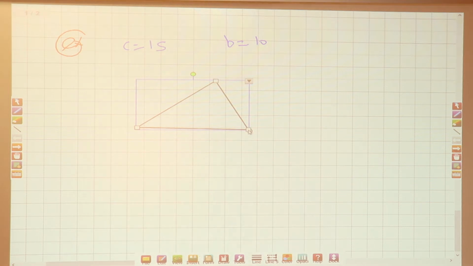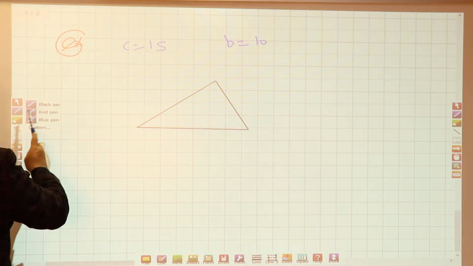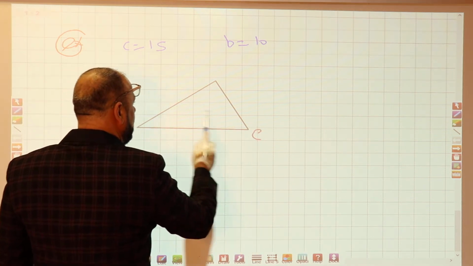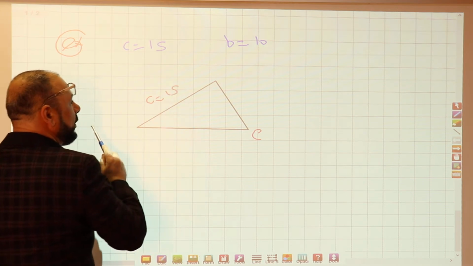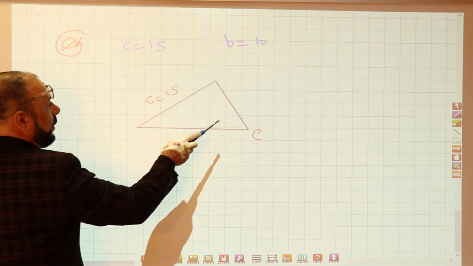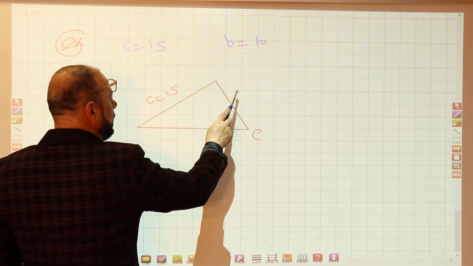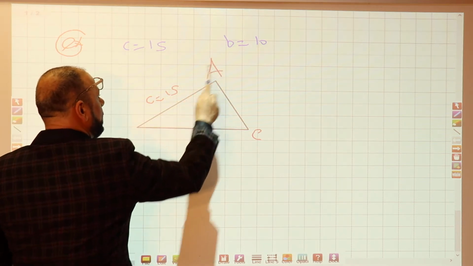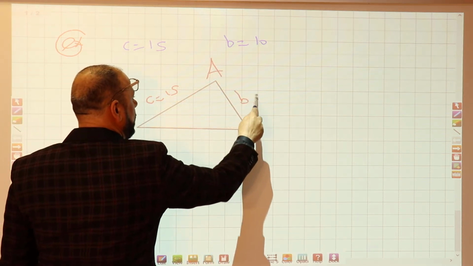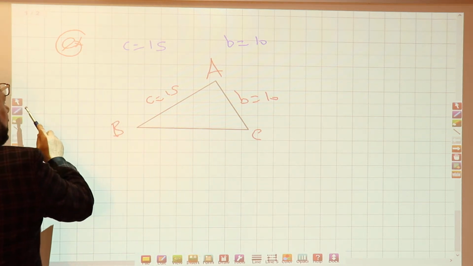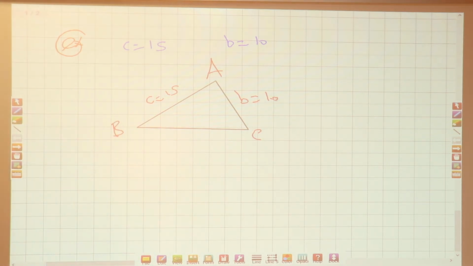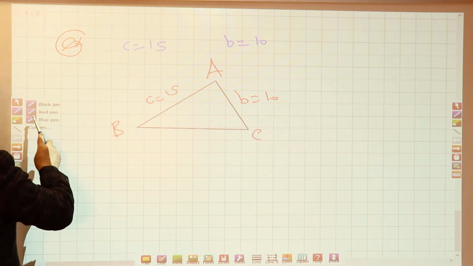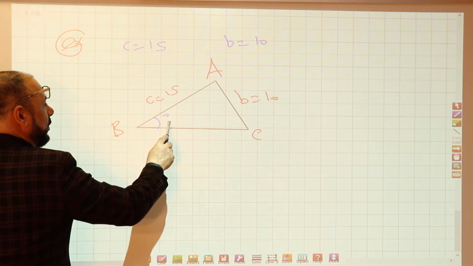Let us make believe this side is C, angle C, and this side C equals 15. Angle B here, A here at the top, and this side B equals 10. Then when you graph, you will figure out. And angle C equals 35. This angle equals 35 degrees.